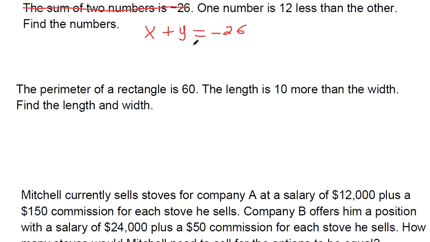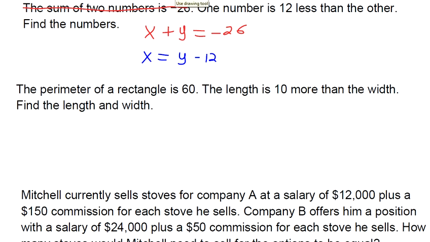One of the numbers, doesn't matter which one, could be x, could be y, one of the numbers is 12 less than the other. Now remember, this is not the right way to write 12 less than something. We learned that 12 less than something, you got to subtract the 12 away from it. So it comes in a different order than how we read it. So this is one number is 12 less than another number.